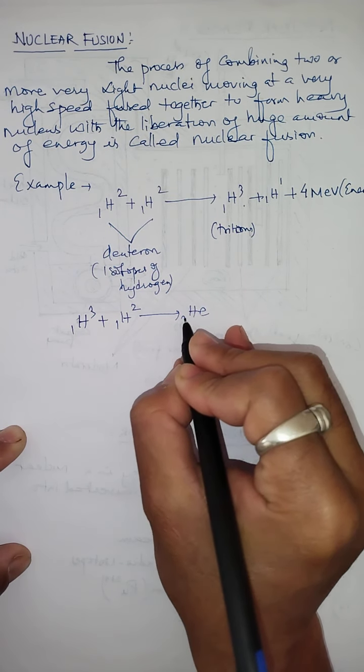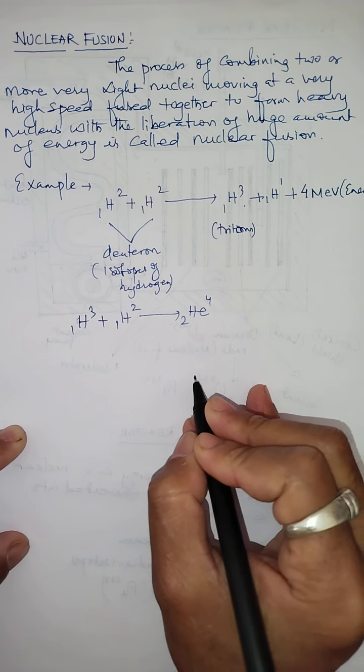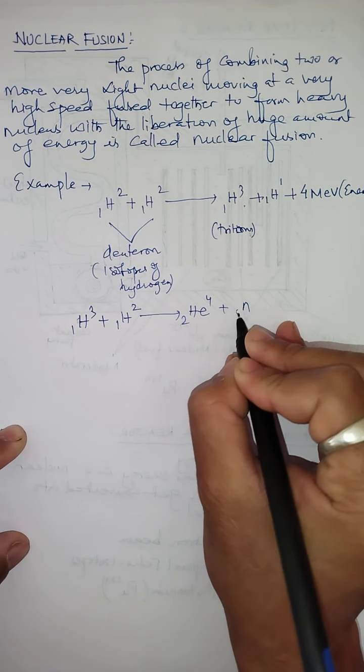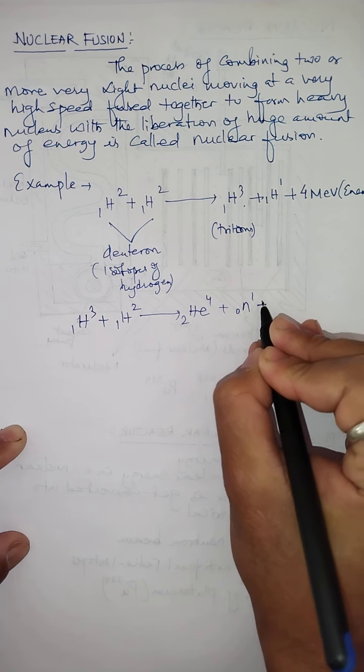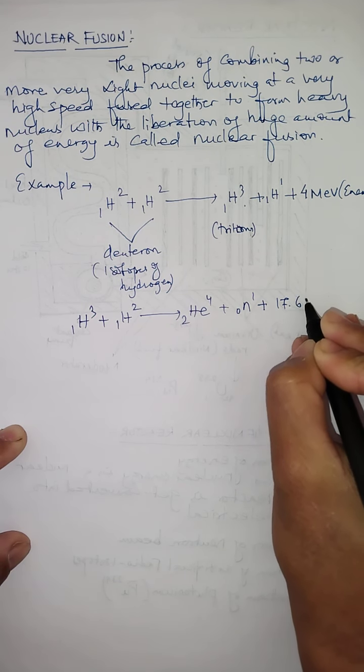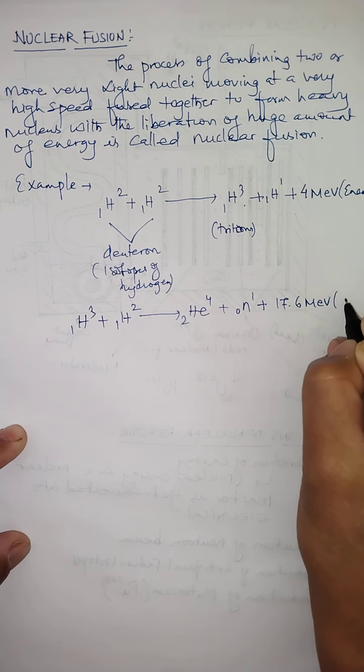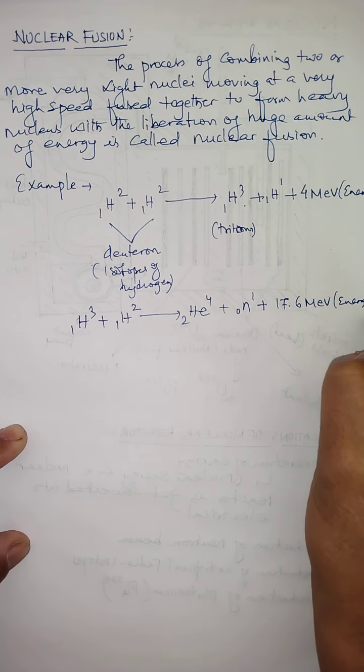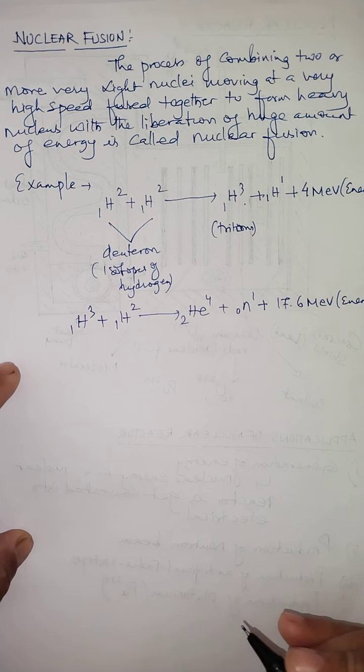Another particle will form, that is called helium nucleus. Along with the helium nucleus, the neutrons will also be emitted, and along with that, energy will be liberated. So almost 17.6 mega electron volt energy gets liberated.